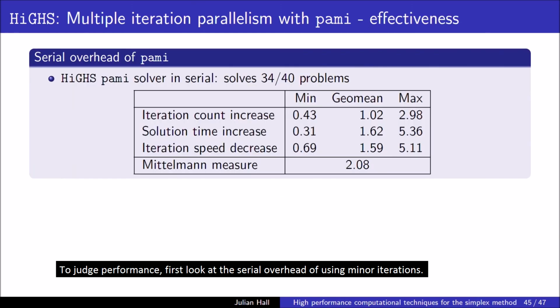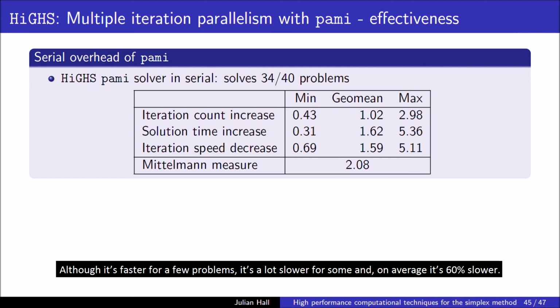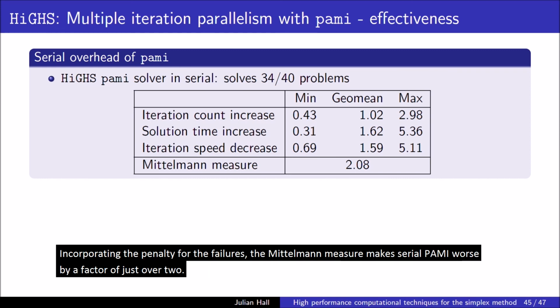To judge performance, first look at the serial overhead of using minor iterations. PAMI fails to solve 3 of the problems previously solved. This is the first time it's been tested on these problems. Although it's faster for a few problems, it's a lot slower for some and, on average, it's 60% slower. Incorporating the penalty for the failures, the Mittelmann measure makes serial PAMI worse by a factor of just over 2.